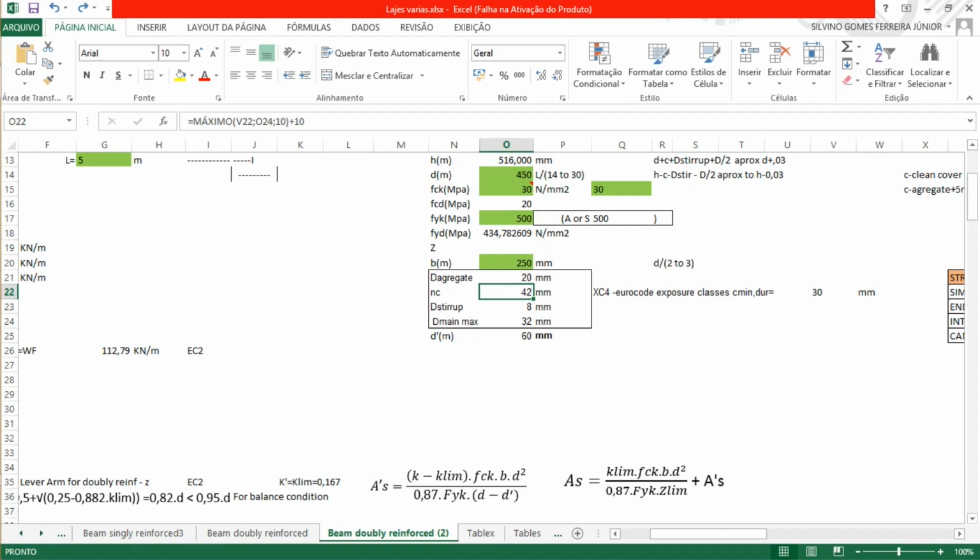Okay, having this, the D prime will be simply the 42 plus the diameter of stirrups. And on the top, since it will be a simple doubly reinforced concrete beam, I'm thinking maybe I will use 20. So it's 20 divided by 2, the D prime, that gives 60 millimeters.